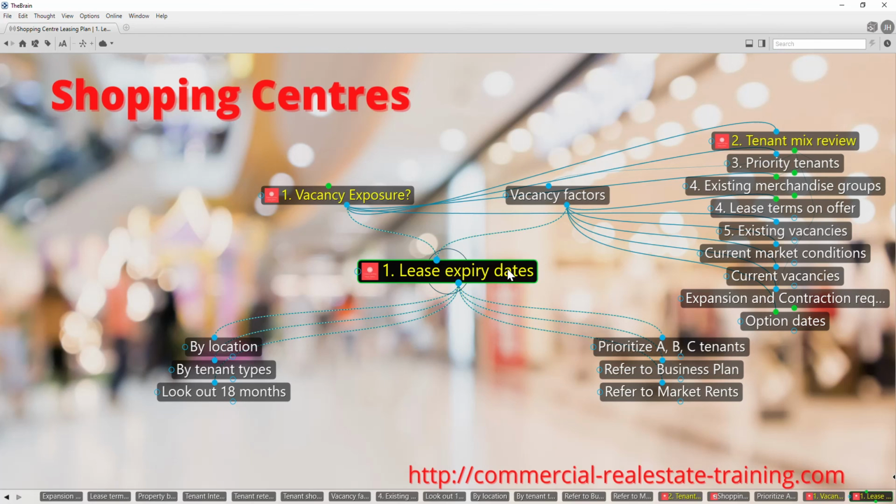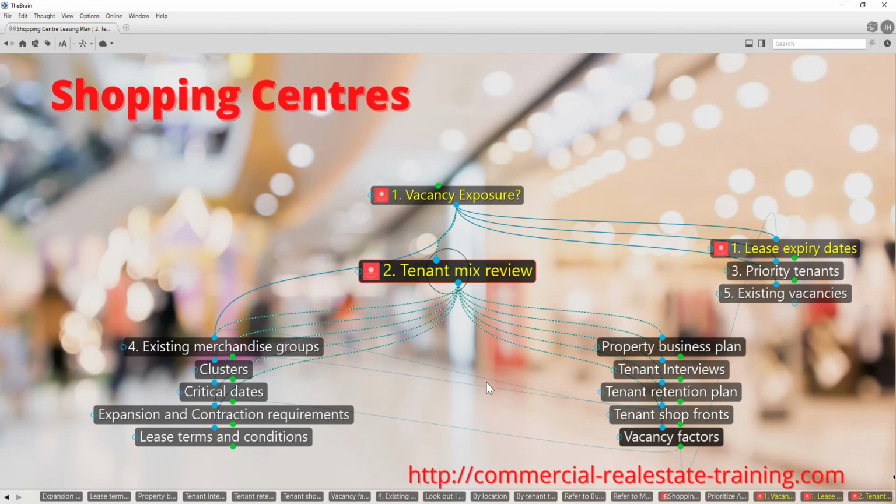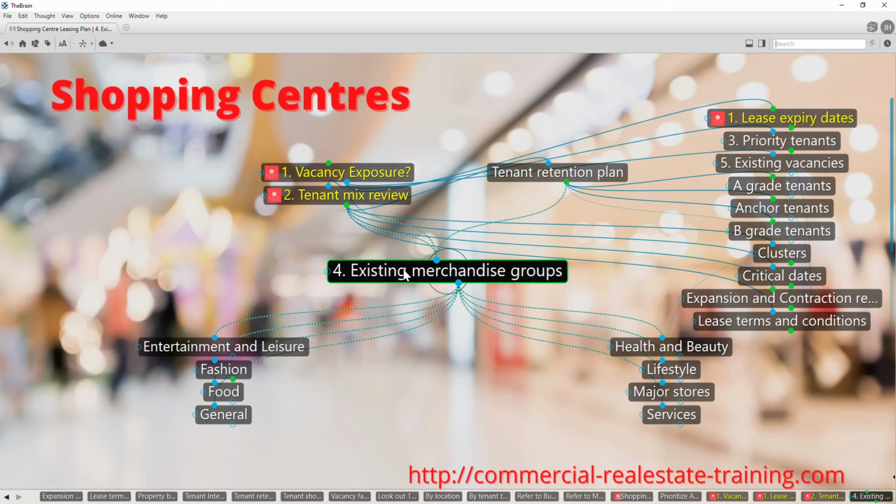So let's go from this level to the next topic, which is the tenancy mix review. Now, I've put a number of categories here, which I'll go into in great detail later, but these are the strategies to bring into your tenancy mix review in your location. So first off, you've got to have a look at the merchandise groups in the property. And there will be many, and I'll put some here for you. So what have you got there?